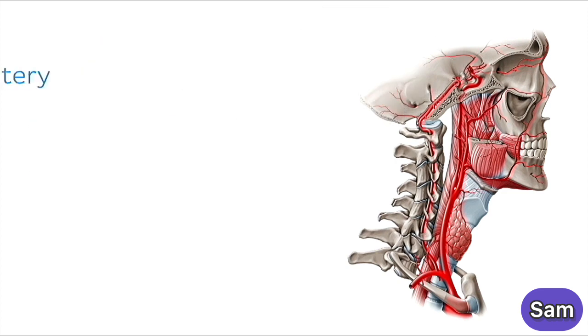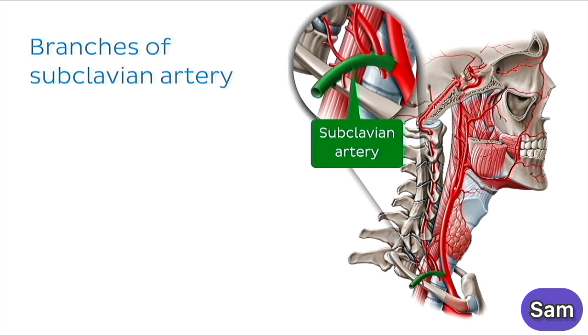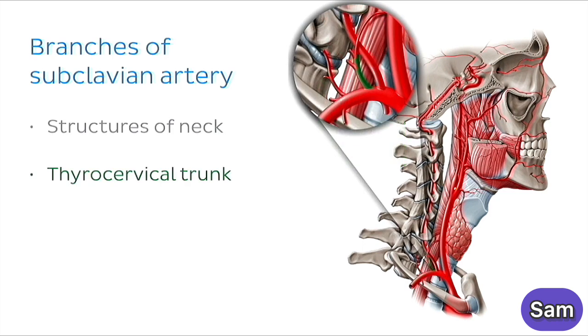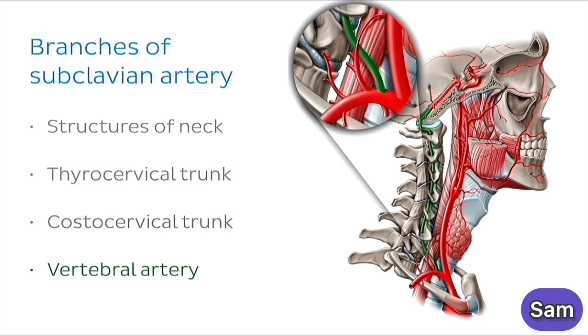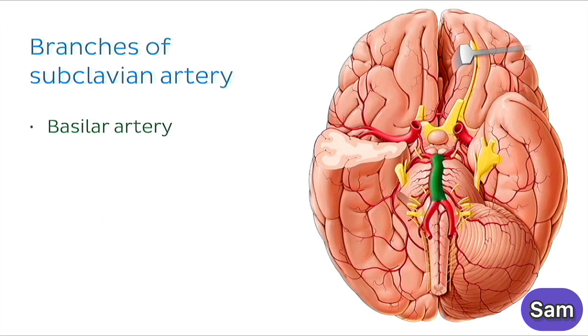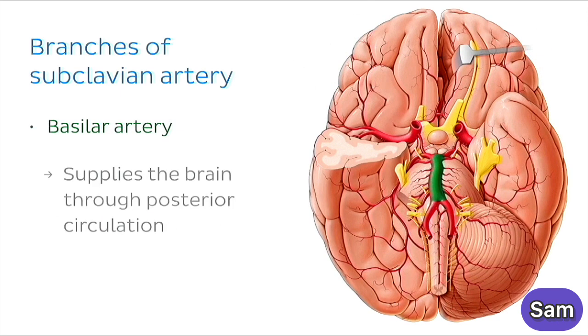Finally, we looked at the subclavian artery, which is the main arterial supply to the structures of the neck through the thyrocervical trunk and costocervical trunk. Moreover, it gives off the vertebral artery, which unites with its counterpart to form the basilar artery, the second main system that supplies the brain through the so-called posterior circulation.